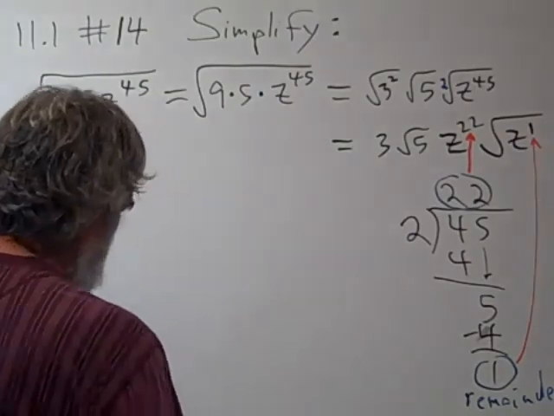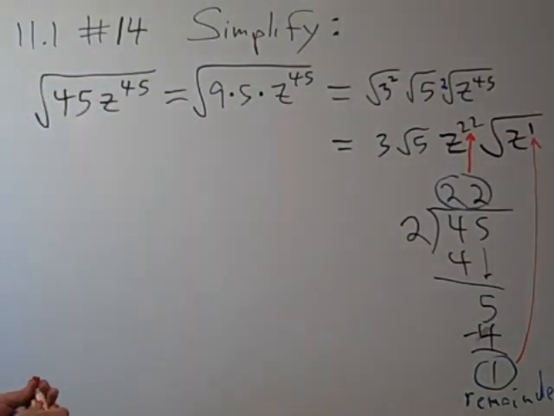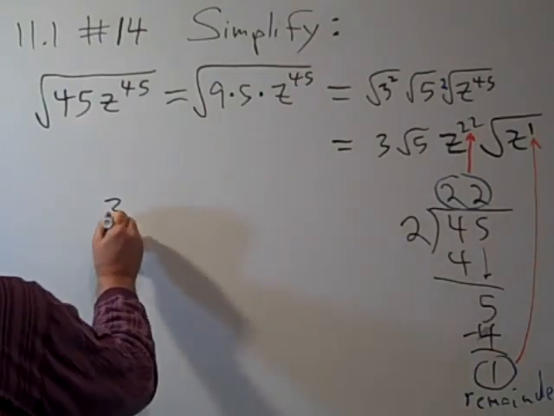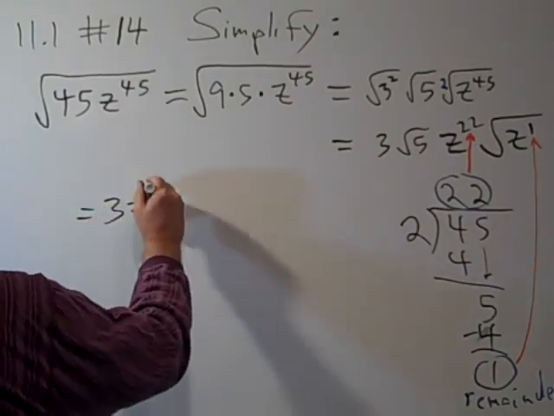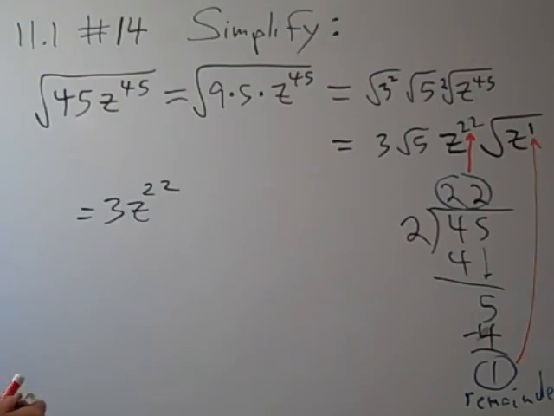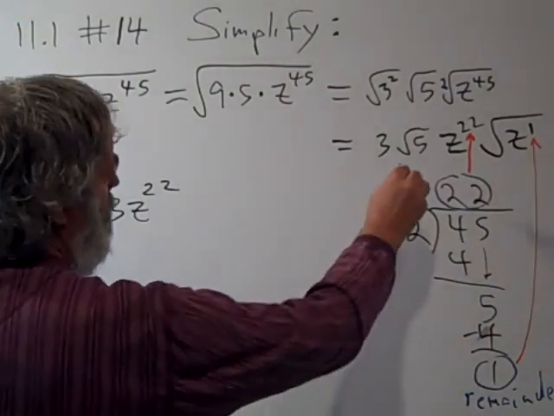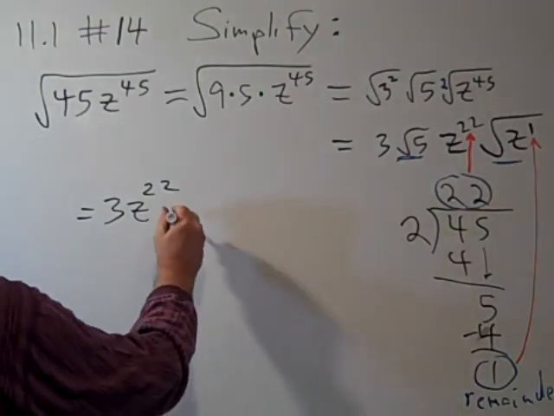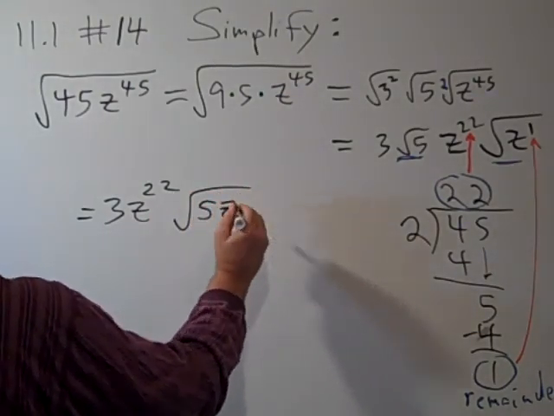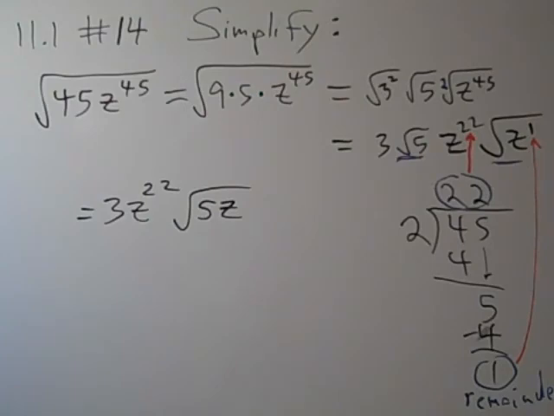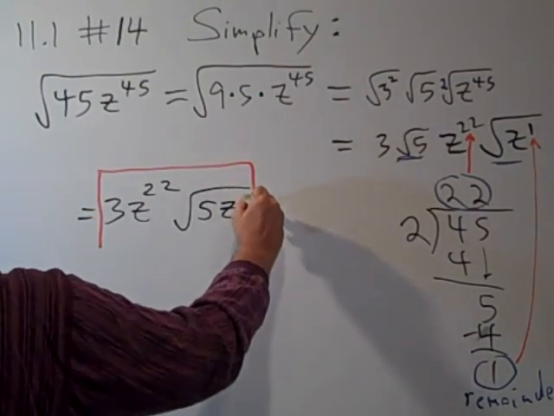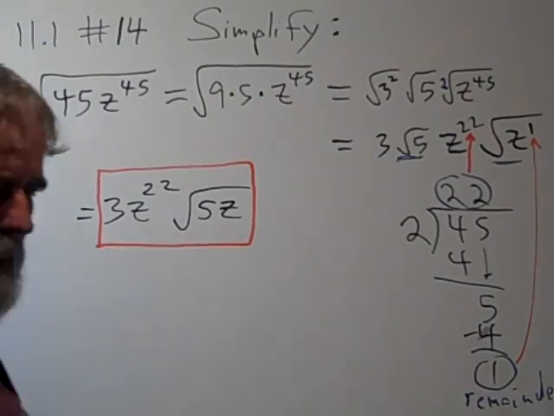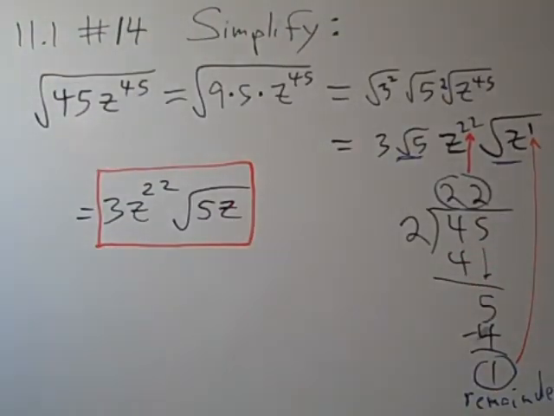So putting this all together, we have 3z to the 22nd power, and the square root of 5 times the square root of z can be put together as the square root of 5z, because after all, the product of radicals is the radical of the products. So that's how this expression simplifies.